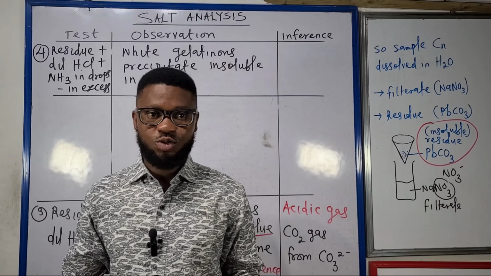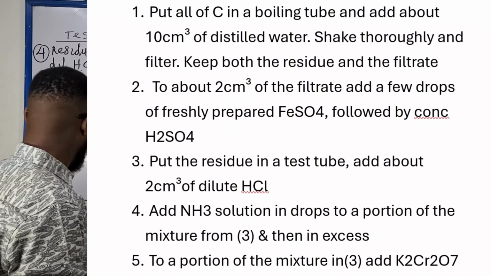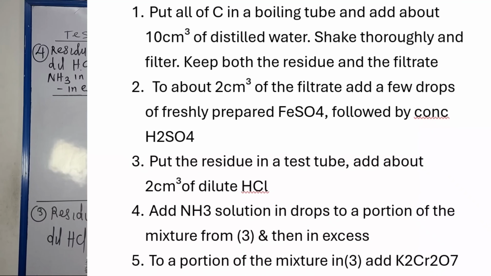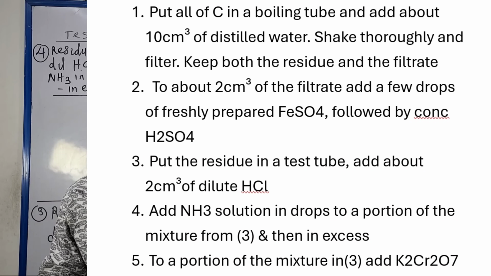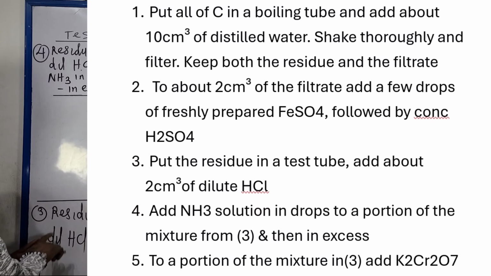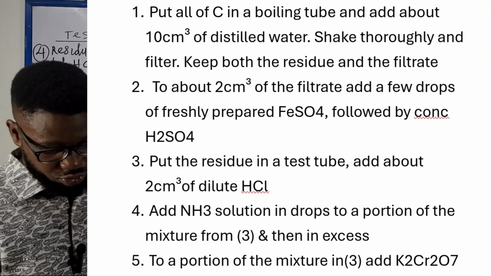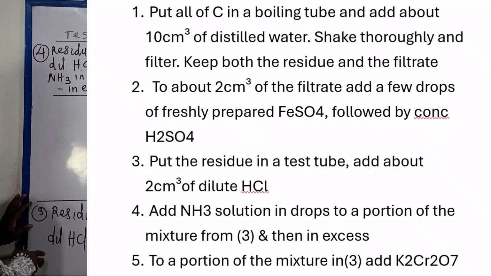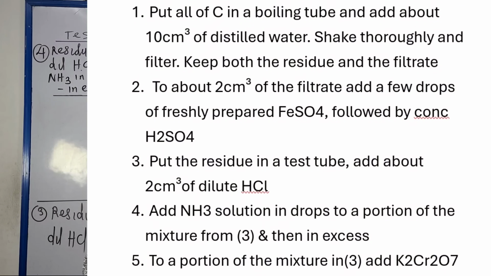So moving on to the next question, having looked at question 3, talking about adding dilute HCl to the residue. If you look at question 4, it says add aqueous ammonia solution in drops to a portion of the mixture from 3. So which means we are going to be making use of the resulting mixture from 3. That's the residue that has been dissolved by the HCl. So we're going to take a portion of the mixture that we have from question 3, and we're going to use that for question 4.